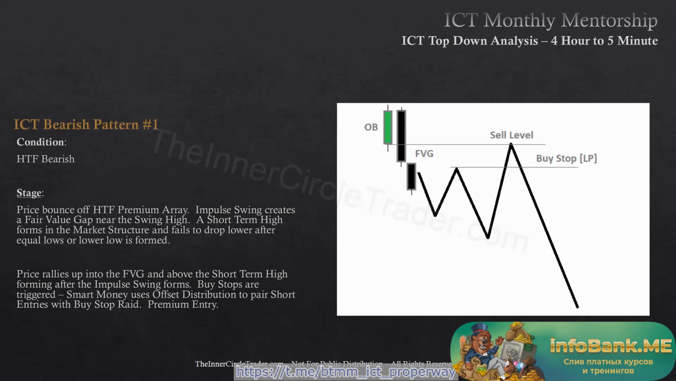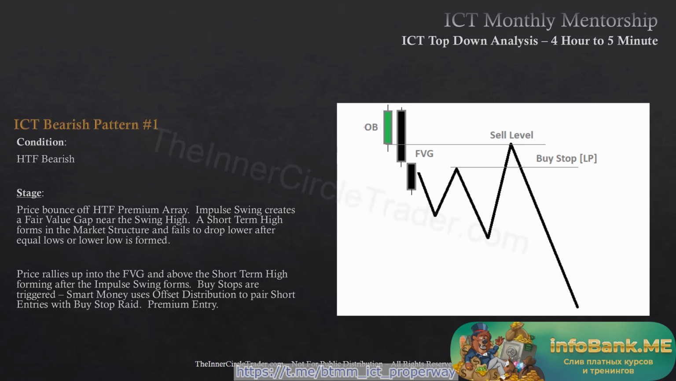Price will try to go lower or fail to go lower and then rally back above that short-term high, closing in the fair value gap, trading back up to the bullish order block, and that sell level is where optimal trade entry would be. After the buy stops are run out on a previous short-term high.